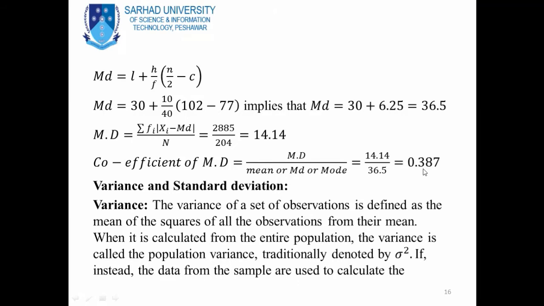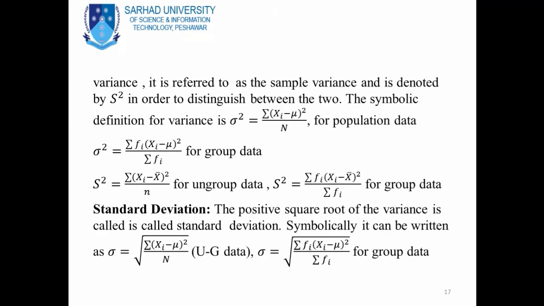Now another method by which we can calculate the amount of dispersion is called variance and standard deviation. Variance: the variance of a set of observations is defined as the mean of the squares of all the observations from their mean. When it is calculated from the entire population, the variance is called the population variance, traditionally denoted by sigma square. If instead the data from a sample are used to calculate the variance, it is referred to as the sample variance and is denoted by S square.